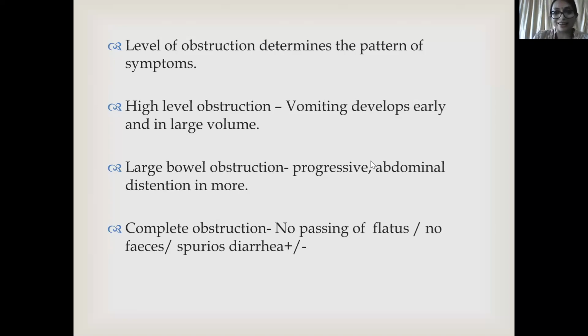Now there is also spurious diarrhea, right? What was spurious diarrhea? We just discussed it in our constipation class last week. That is also possible to be seen in complete obstruction. What was spurious diarrhea? Is it because the person has diarrhea? Is spurious diarrhea exactly a diarrhea? No, it's not diarrhea, right? So what is it a part of?